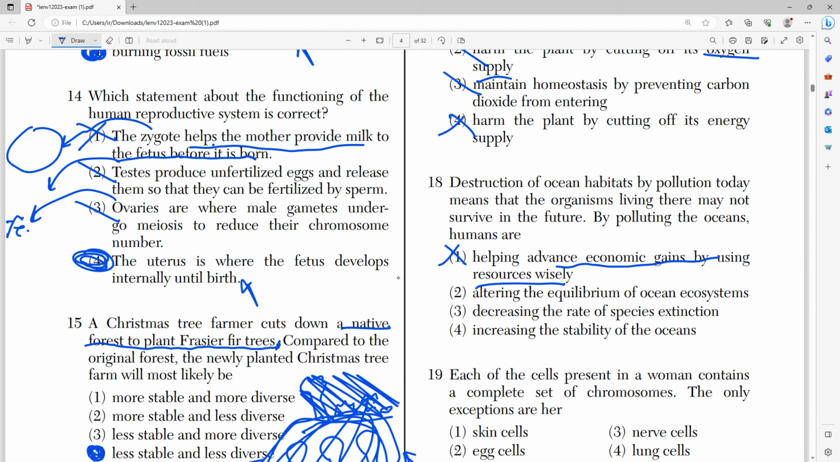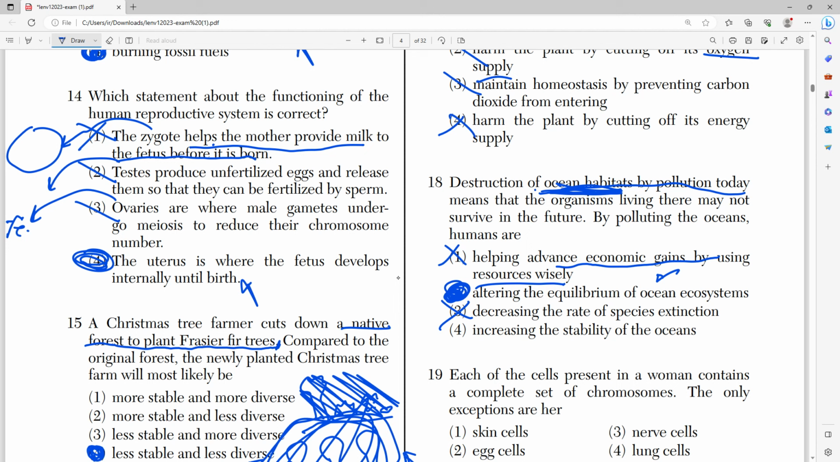Think about it. If you're destroying ocean habitats by pollution, that means you can extract fewer resources from that in the future because it's now destroyed, right? So that's not using resources wisely. Number 2, altering the equilibrium of ocean ecosystems. That is probably the best choice to go here, right? If you destroy a habitat, what's that going to affect? Equilibrium. Equilibrium is what keeps the habitat in balance. If you destroy the habitat altogether, you're pretty much destroying all equilibrium, so you're altering equilibrium, right? Decreasing the rate of species extinction is just dead wrong.